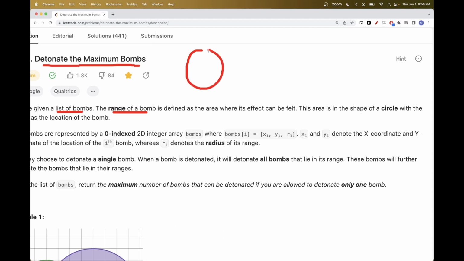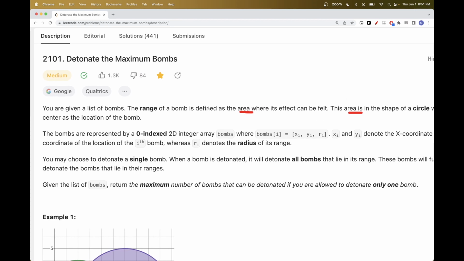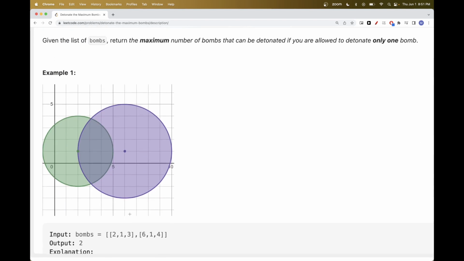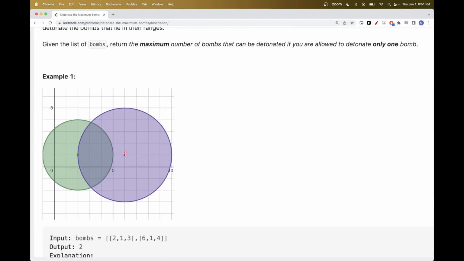So for example, you have this bomb, and there is a specific range where its effect can be felt, which is just like a normal bomb, right? And the area they mean here is the shape of a circle with the center as the location of the bomb. So for example, this is the center, and this is the circle around that center, okay?